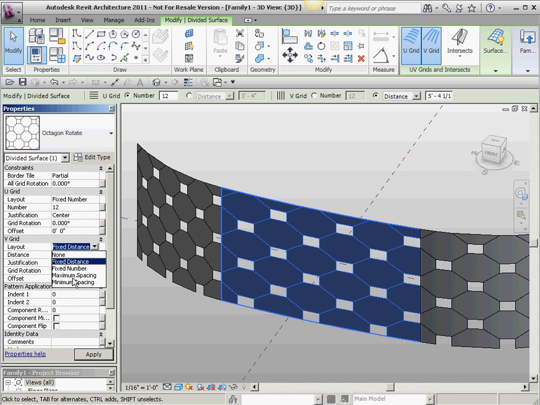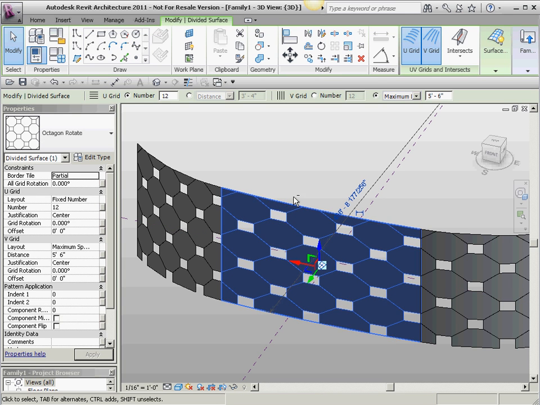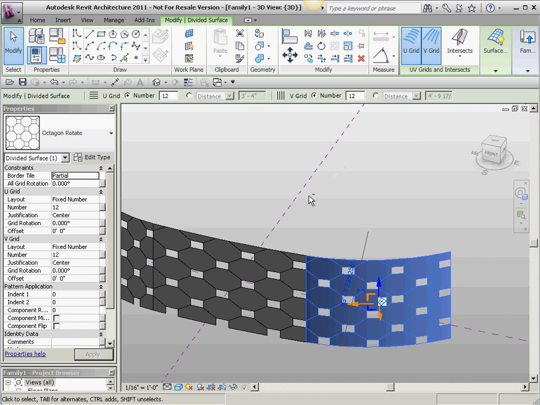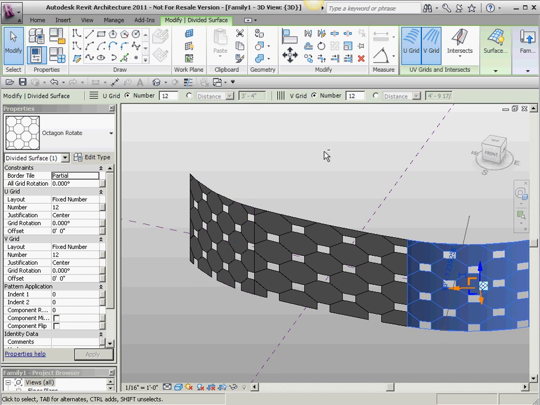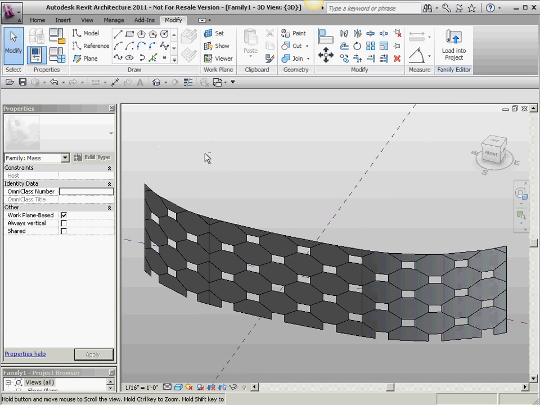I'm going to change this to maximum spacing, and just to sort of regularize what's going on here, I'm going to say the maximum spacing is going to be 5'6", and it's actually not going to change anything for this because these guys were pretty close to 5'6" already. But I'm going to do that also for the other ones, just so I can start off and know that all of my cells are pretty much the same size. So I'm going to go maximum spacing and 5.5 feet.